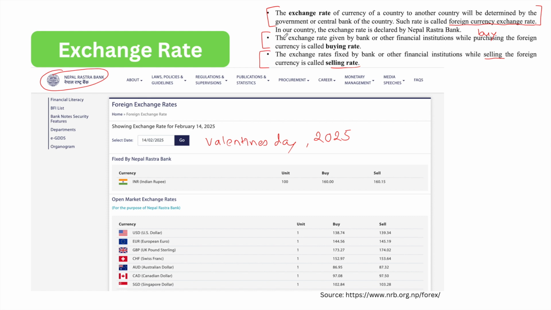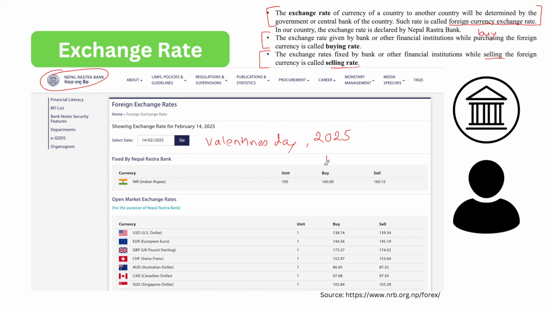And we as a person are learning about exchange rate. However, the buying and selling rate is always based on the bank. So we are not the one that is buying or selling. The bank is the one that is buying or selling. So while solving the question of exchange rate, we need to think that we are the bank. This will make it a lot easier to solve the exchange rate problem.